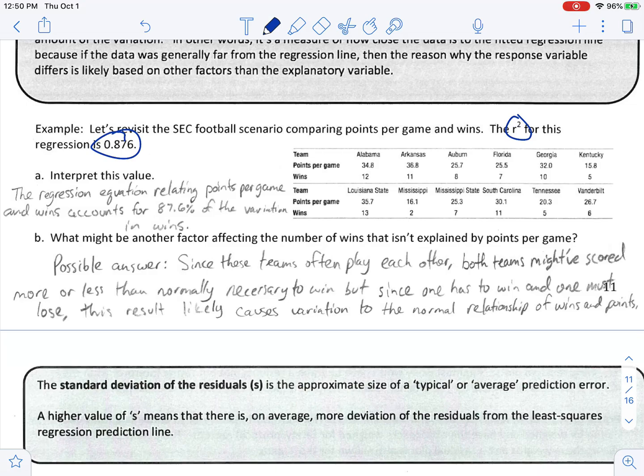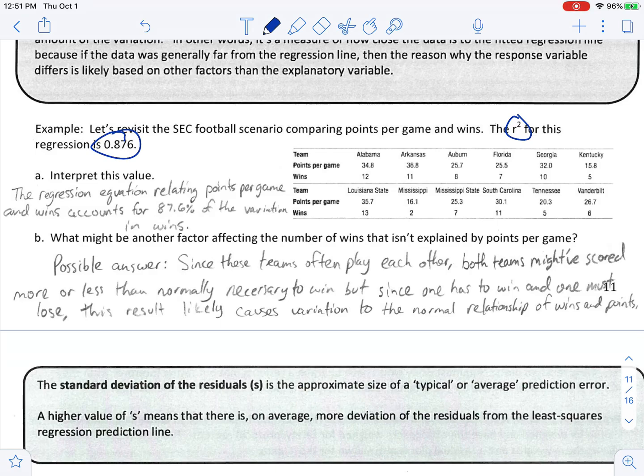Meaning, the reason that the wins differ from what was predicted, a lot of that is accounted for because of points per game. There are other variables there, maybe defense and other things, okay, luck. But a big chunk of it, you score more points, you kind of win. It's predicting pretty well, okay?